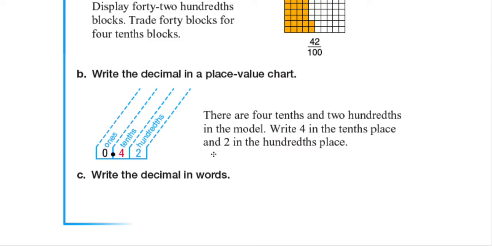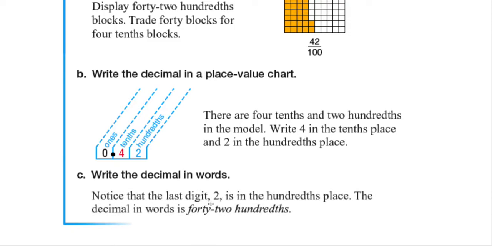Let's take a look at letter C, where we want to write it in words. Let's take a look at the place value of 2 in 42 over 100. The place value of 2 is in the hundredths place. Notice that the last digit, 2, is in the hundredths place. The decimal in words is 42 hundredths. Remember, when you spell this, it's always with the THS. The THS indicates that it's after the decimal.